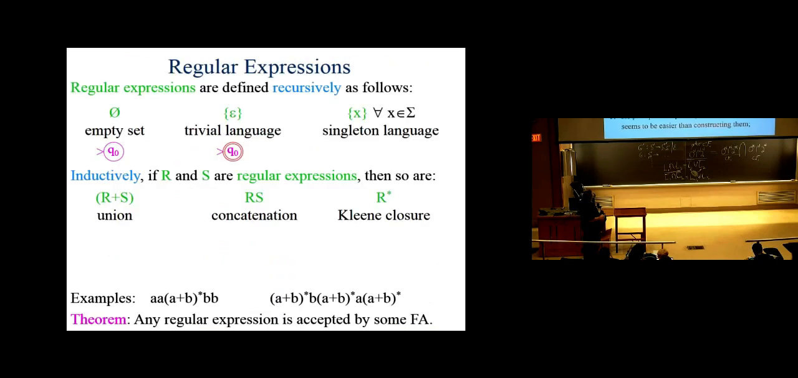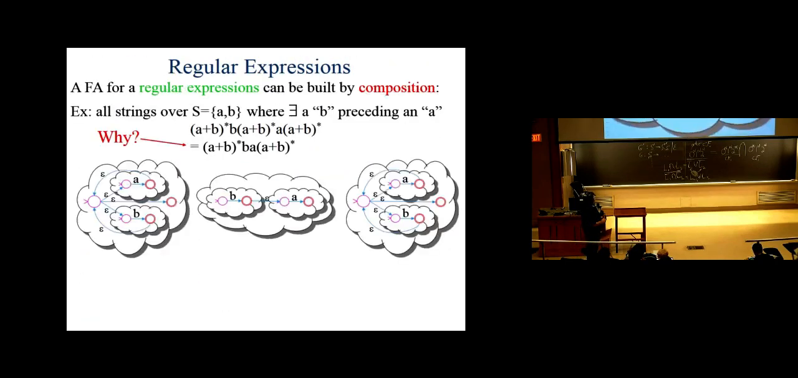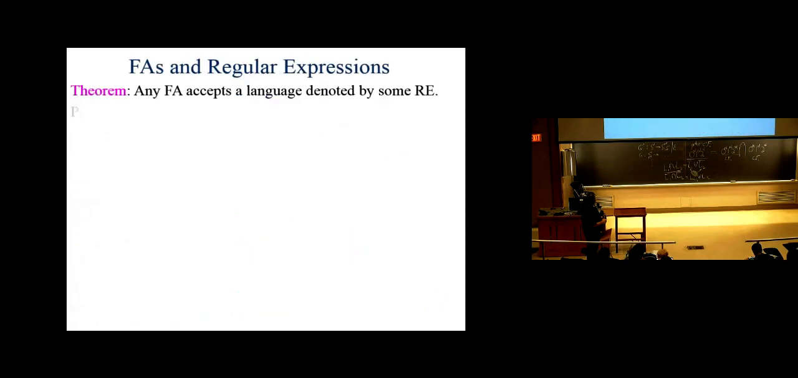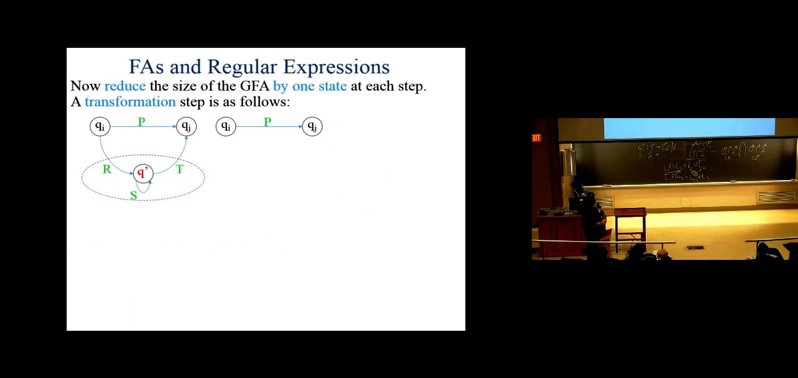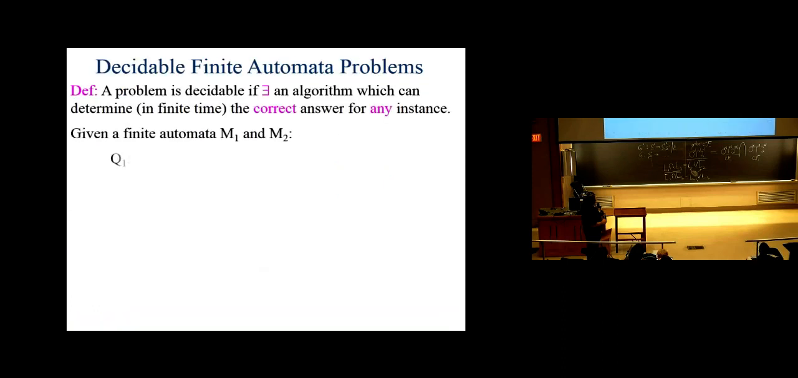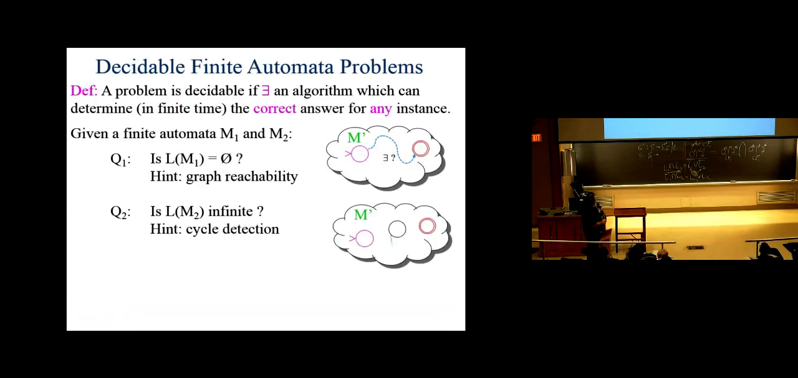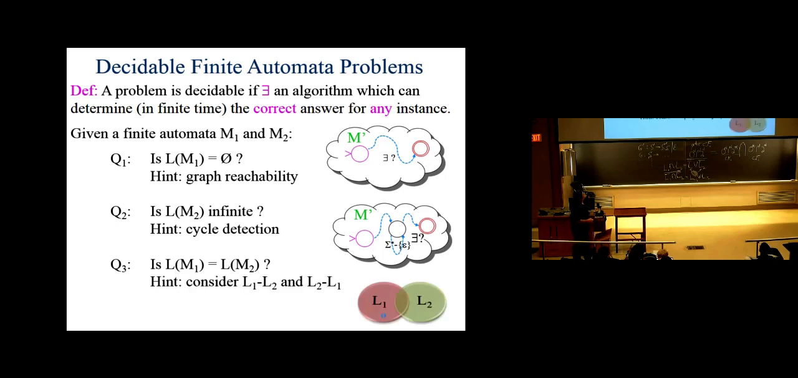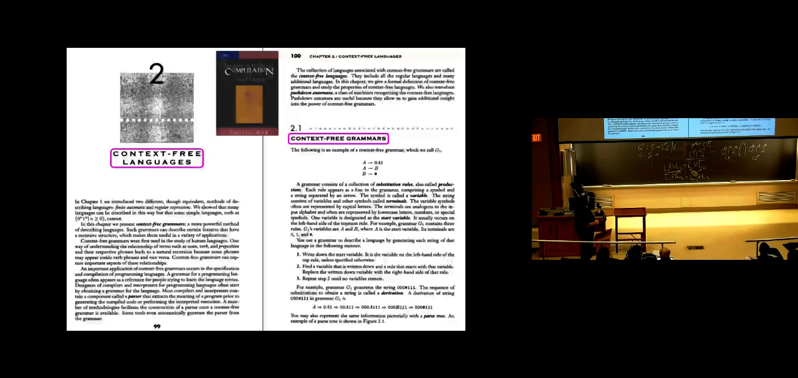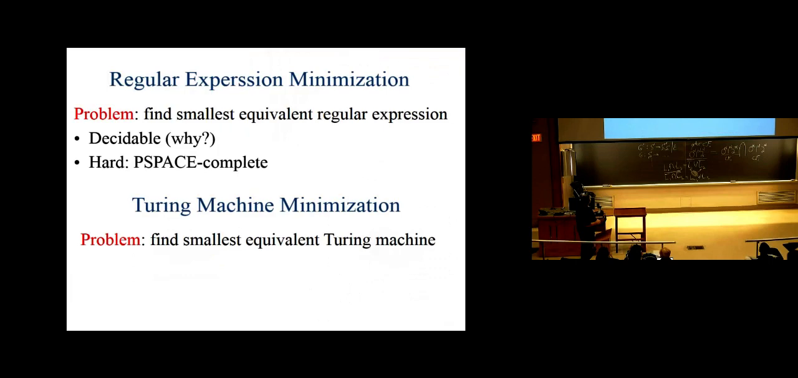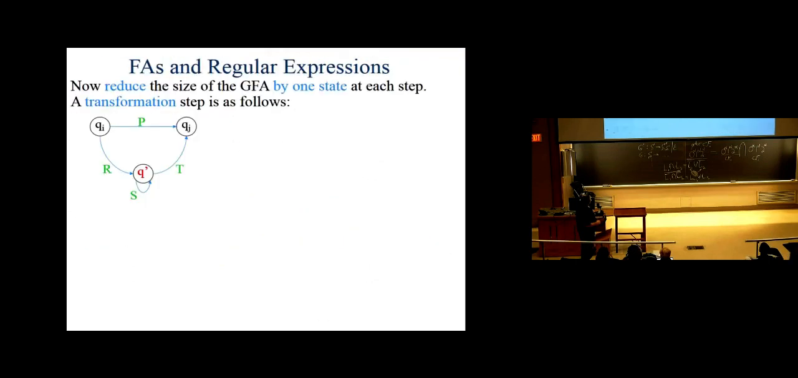Okay. So regular expressions. Okay, here are some decidable properties of finite automata, right? Whether it's infinite, zero, empty, or 2 languages to finite automata are the same language or not. And where did we do this? Maybe earlier?